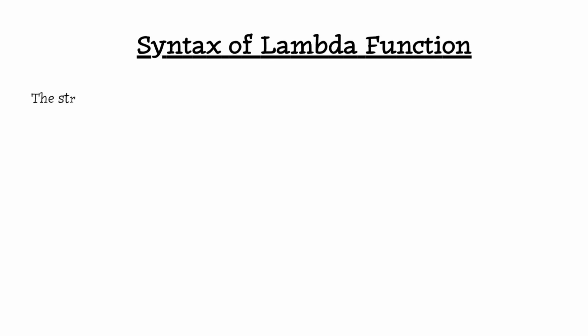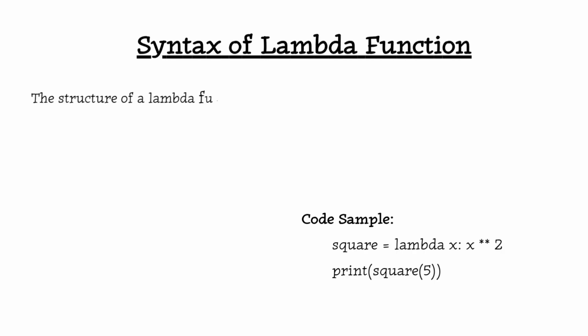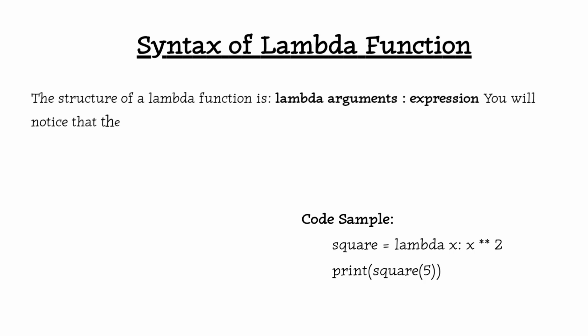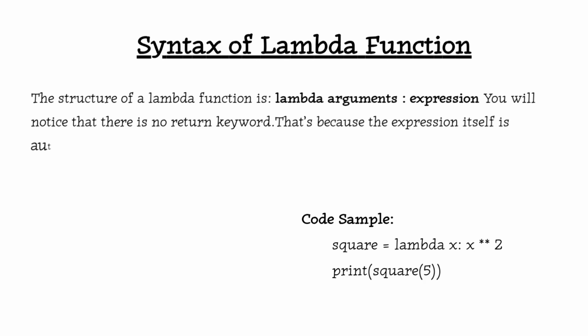Let's now talk about the syntax of a lambda function. The format of a lambda function is defined by this expression. We use lambda as a keyword, then arguments, colon, expression, like this, which I have already shown on the screen. There is no return keyword because the expression itself is returned automatically.